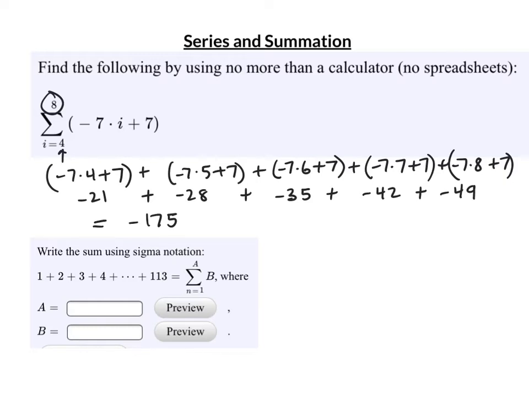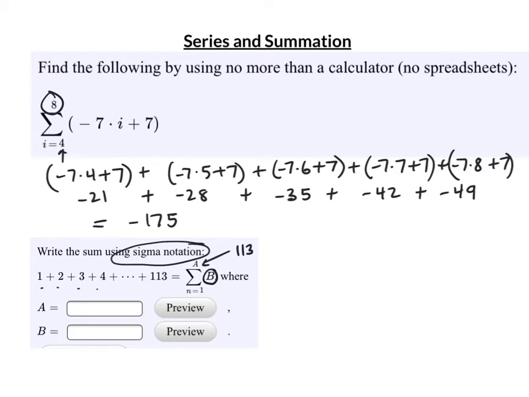In this next one, we're going to write this using sigma notation. And we're supposed to figure out what A is and what B is. Well, notice we're just adding the numbers 1, 2, 3, 4. So the last number will be 113. So that's where we're stopping. And this is the number we're plugging into.